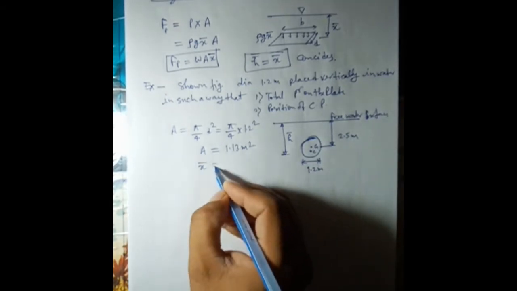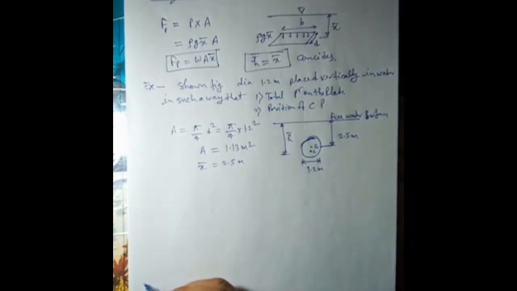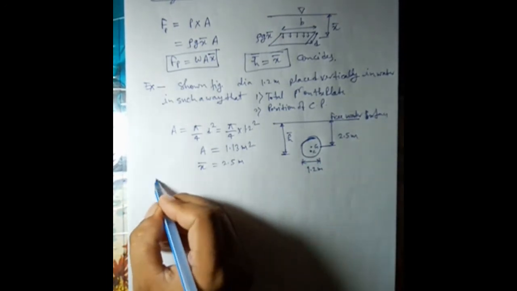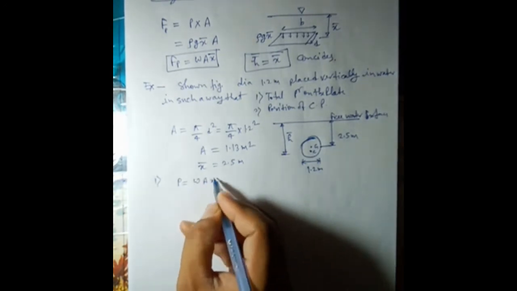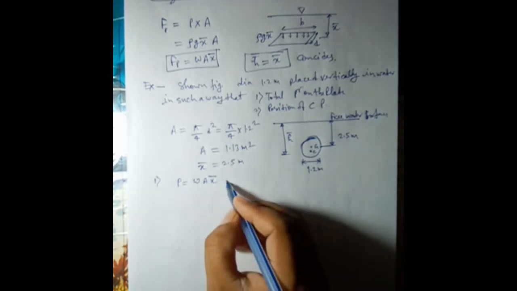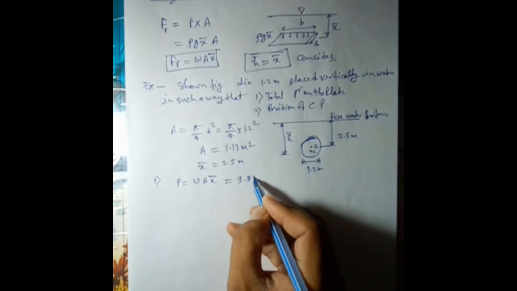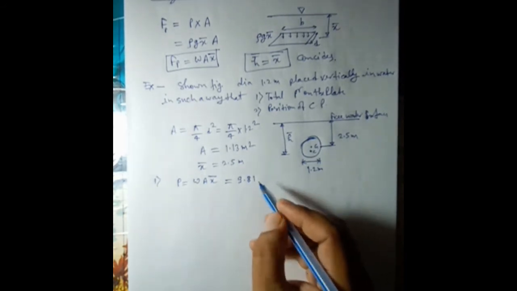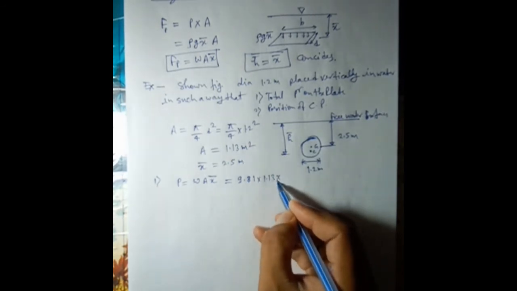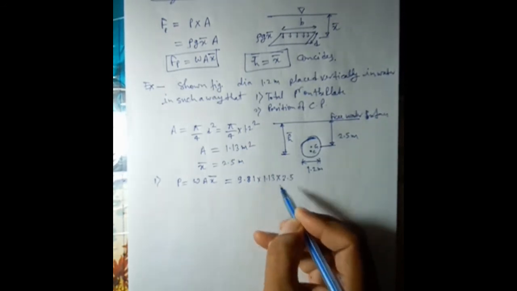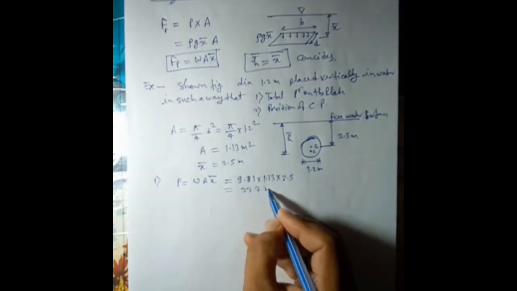X bar is how much? 2.5 meter. Using the relation for the total pressure, first one total pressure, P equal to w A x bar, that is 9.81, specific weight of water, into area 1.13 into x bar 2.5. Calculate the above, we get 27.7 kilo Newton.